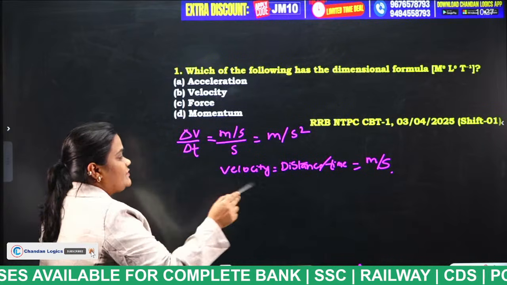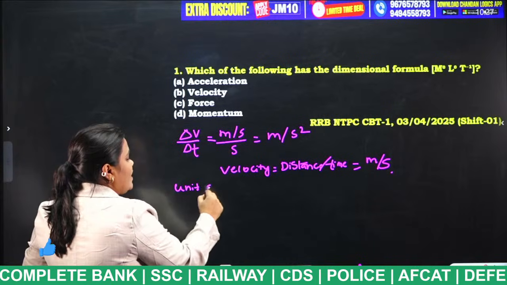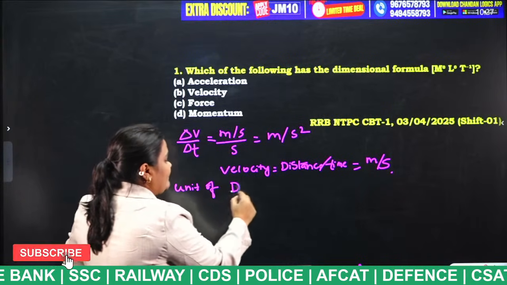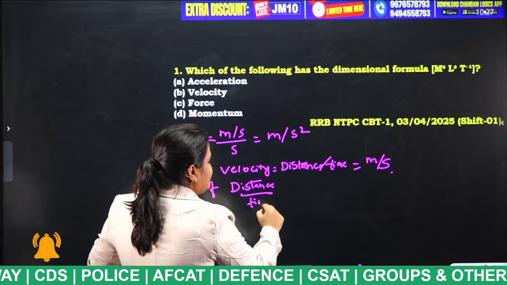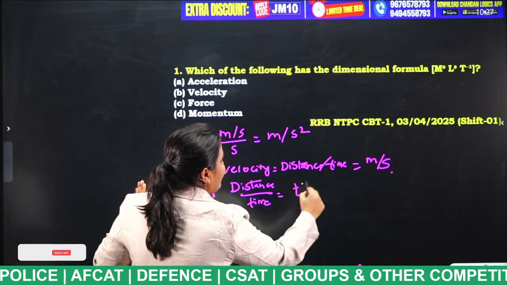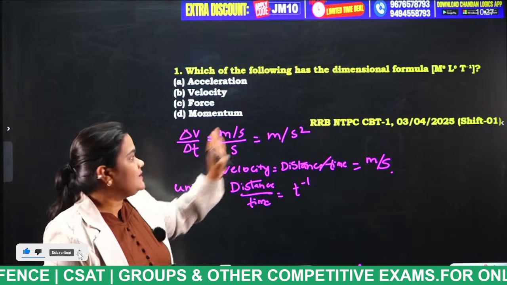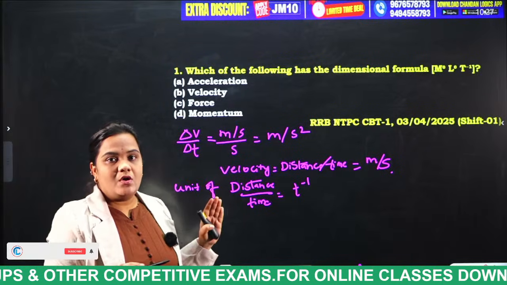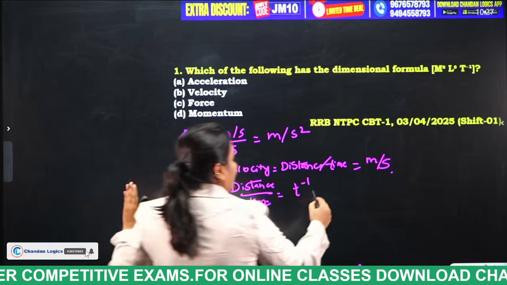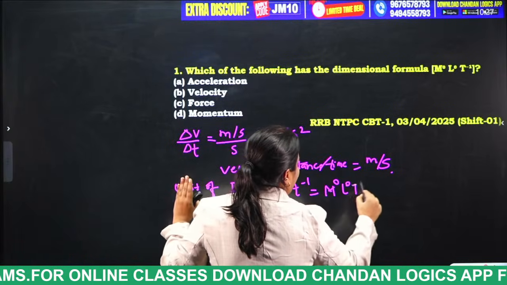The second one is velocity. We have already found the units of velocity: distance by time. Here it is coming T power minus 1. What they have given is M power 0, L power 0, T power minus 1. So this can be applicable as it is.